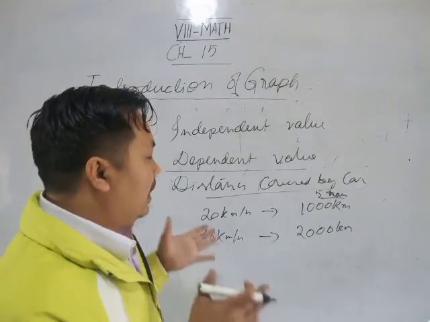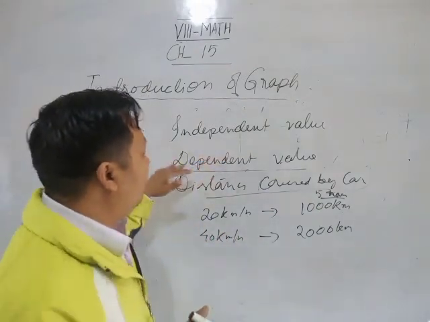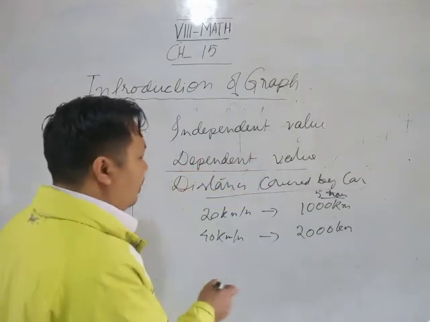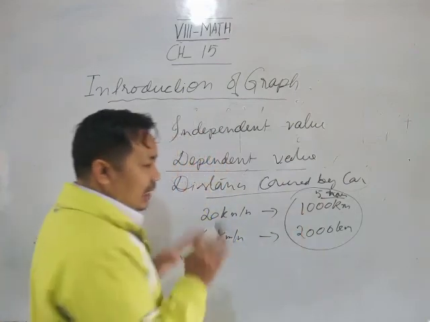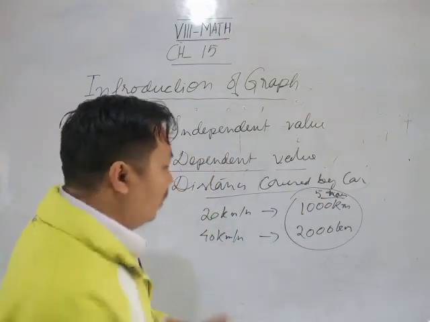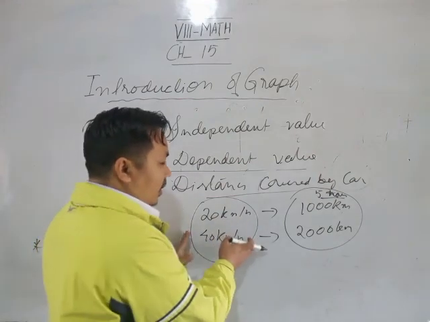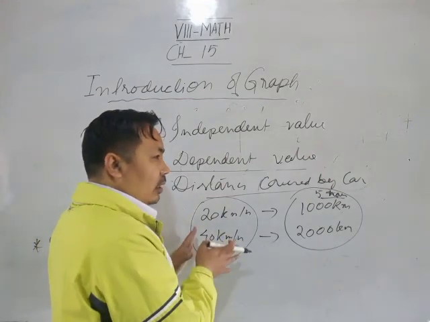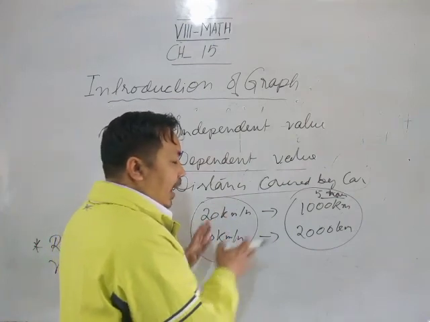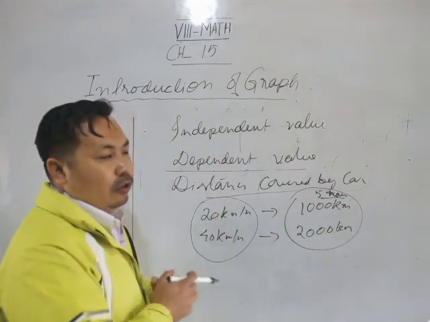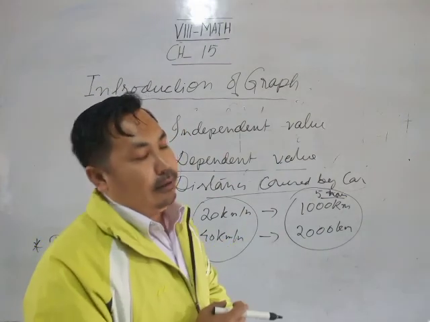So this kind of value is called dependent value or independent value. So which is the dependent value? The distance covered in 5 hours is dependent on the speed of the car. So the value of the speed of the car is independent, and the value of the distance covered by the car is the dependent value.